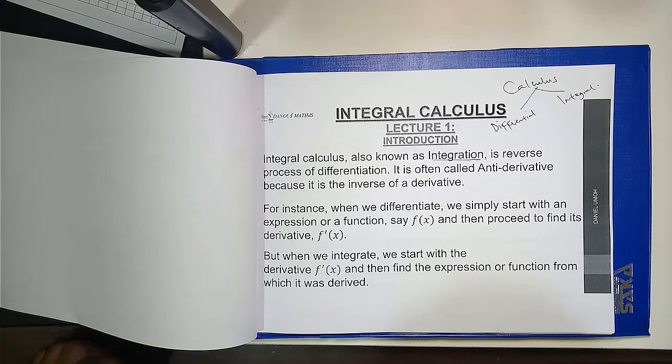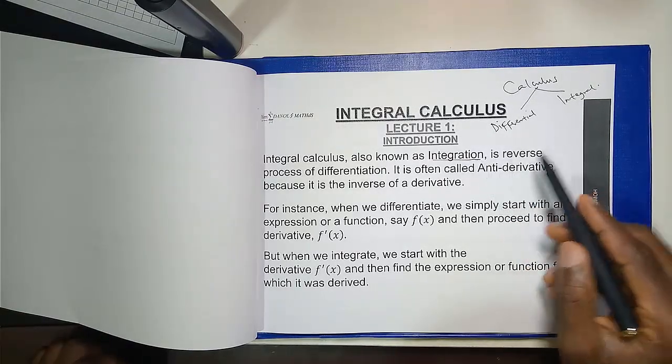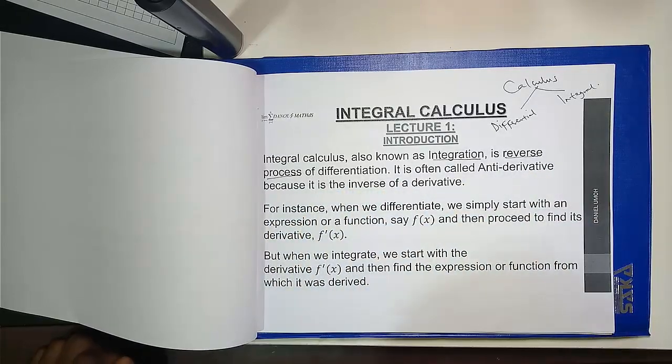So integral calculus is also known as integration, and it is defined as the reverse process of differentiation. Note the word, reverse process of differentiation. It is often called antiderivative because it is the inverse of a derivative. Differentiation is called derivative. So integration is the antiderivative because it is always the inverse of a derivative.